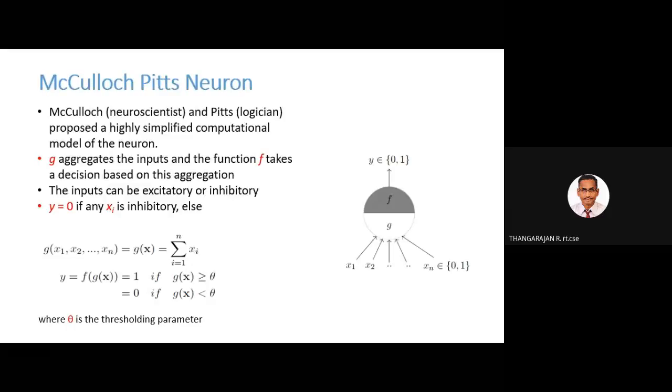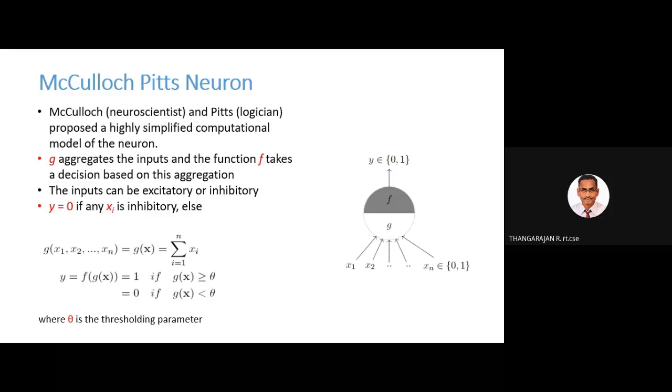And these are the dendrites, and through the dendrites, inputs are entered. Inputs x1, x2, xn are entered, and inputs are binary as far as McCulloch-Pitts is concerned. And this g is an aggregator. Aggregator means it simply makes a sum. For example, g of x is the summation of i equal to 1 to n of x of i. So it simply adds all the x of i's.